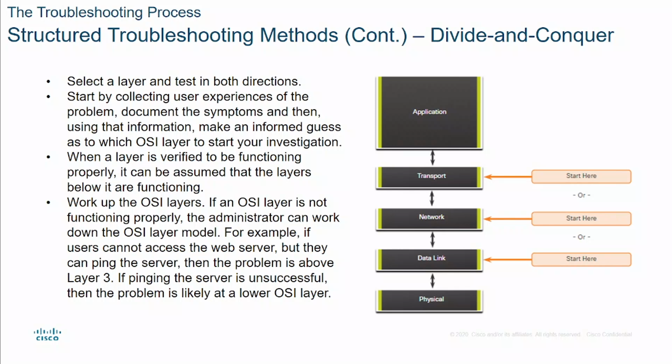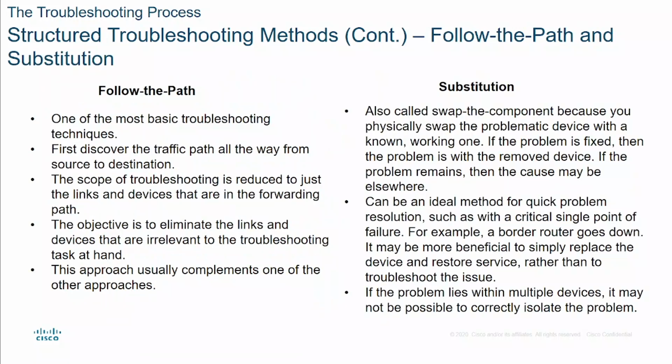For example, if the user cannot access the web server, but they can ping the server, then the problem is above layer 3. If pinging the server is unsuccessful, then the problem is likely at a lower layer. That's just a simple method. Another thing to keep in mind is follow the path, and you can also use substitution.